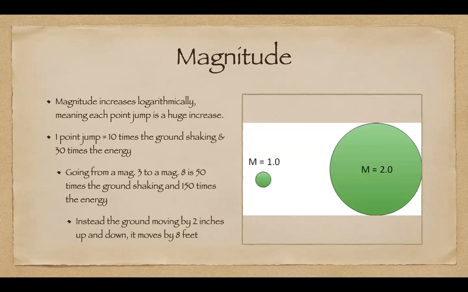So for every 1 point jump, the ground shakes about 10 times as much, and then the energy goes up about 30. So if you go from a magnitude 3 to a magnitude 8, it's about 50 times the ground shaking, 150 times the energy, and it goes up from there. So instead of the ground moving by 2 inches up and down on a magnitude 3, if you go to a magnitude 8, it is moving by 8 feet.